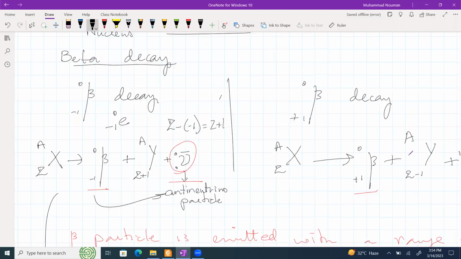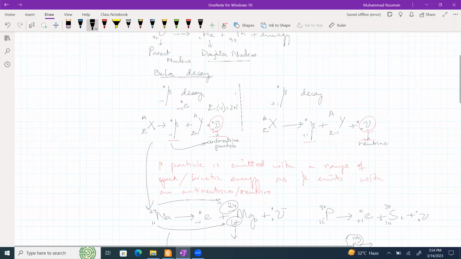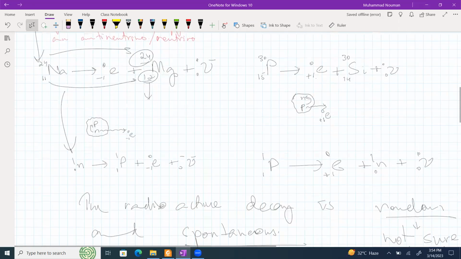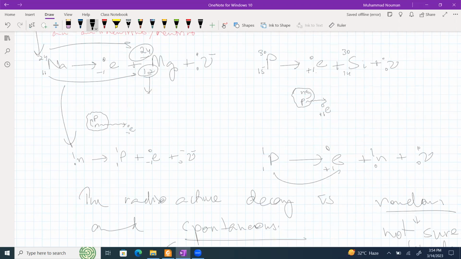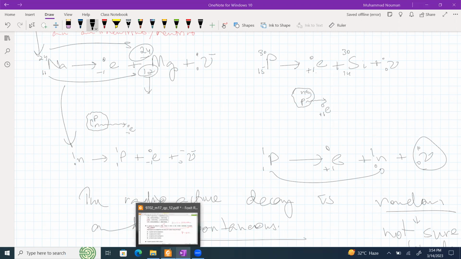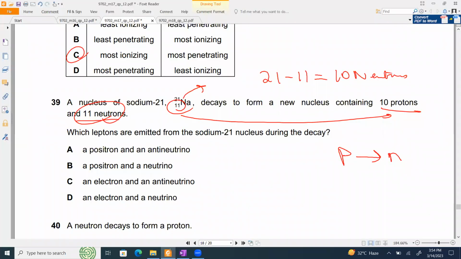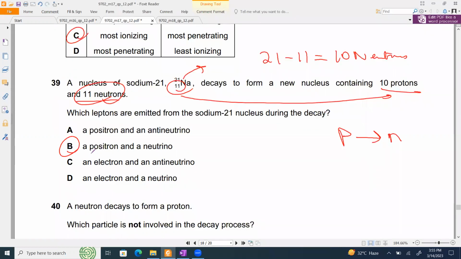What reaction are they talking about? A proton converted into a neutron is beta positive decay. And what other particle is emitted with that? A neutrino particle, right? So they say a positron and an antineutrino, a positron and a neutrino, an electron and an antineutrino, an electron and a neutrino. Which one is the right answer? B, because there's no electron. A positron and a neutrino particle are emitted.